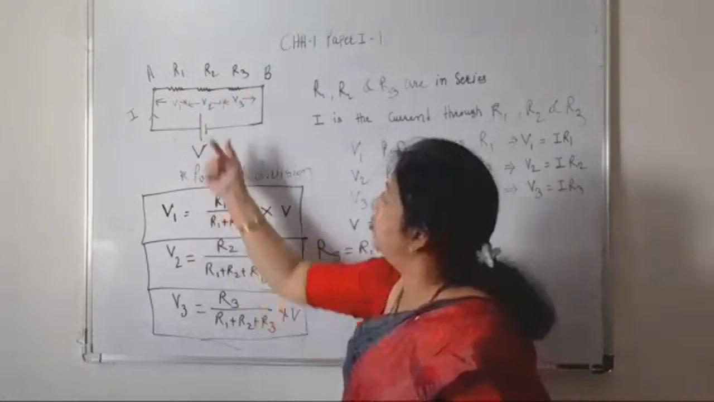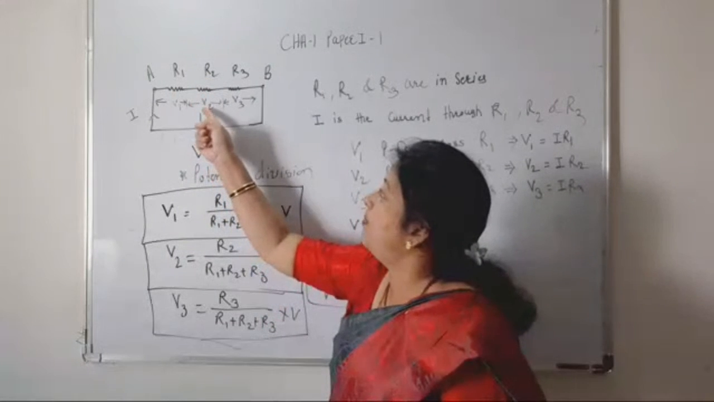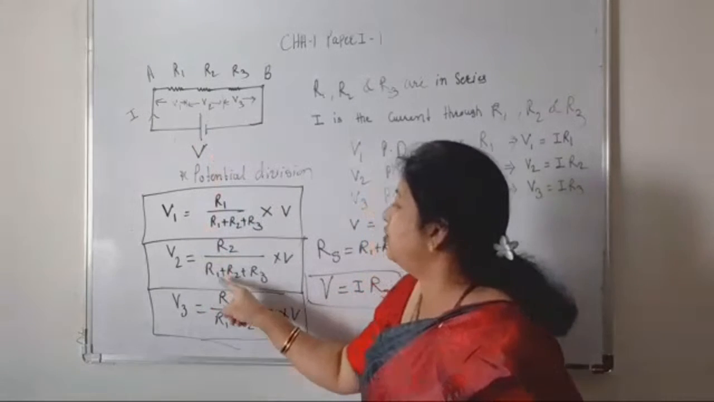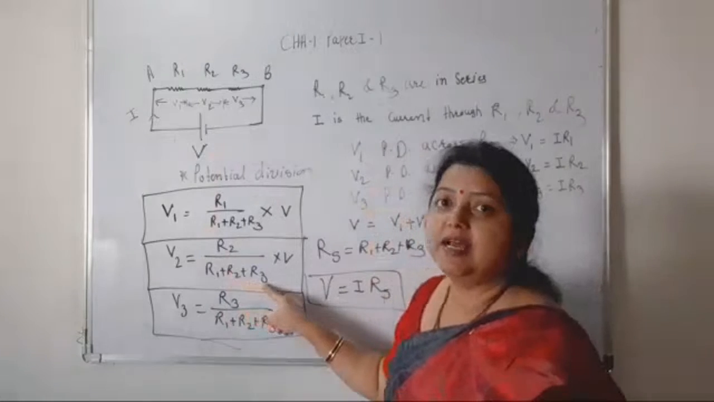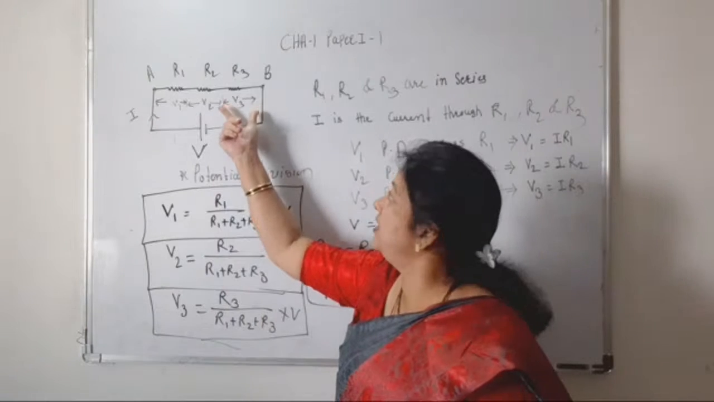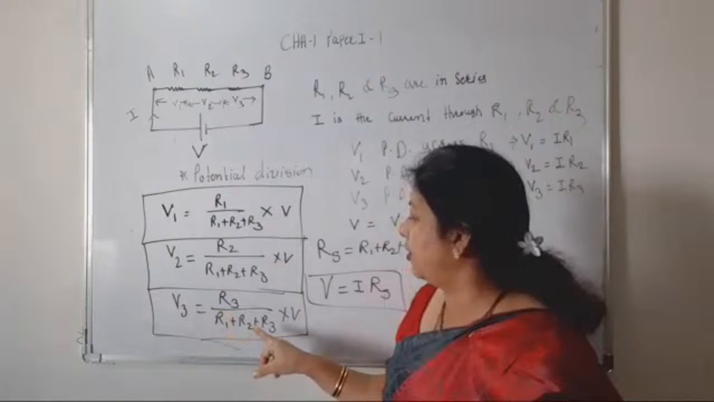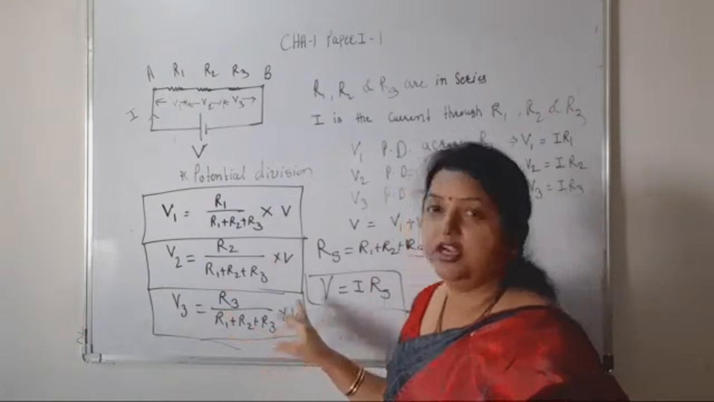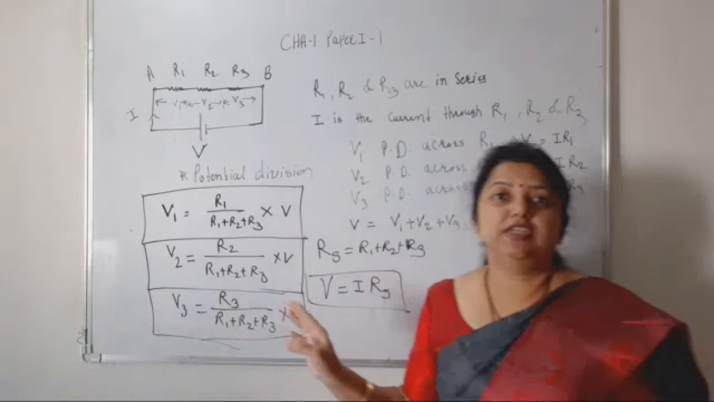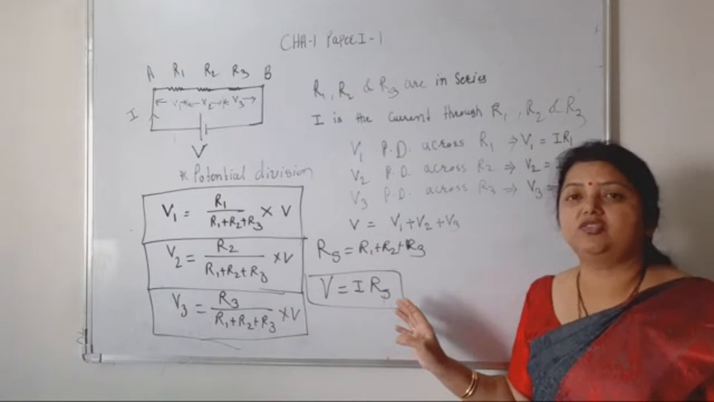The value of V2. V2 is the potential drop across R2. How much potential will drop across resistance R2? The formula for that is R2 upon R1 plus R2 plus R3 into V. And how do you calculate the potential drop across R3, V3? That is V3 equal to R3 upon R1 plus R2 plus R3 into V. These are the potential division formulas. Write down all these things.